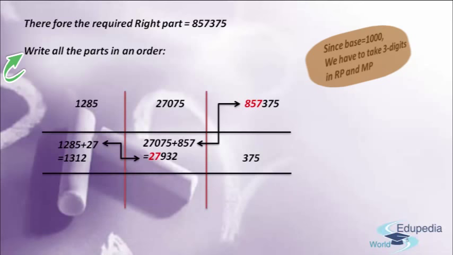Now let me place one more horizontal bar below it, and let me write all the answers what we have got in all the parts. So here in the right part I have got 375, in the middle part I have got 932, and in the left part I have got 1312. And therefore, by combining all these parts of answers, we get the final answer, and therefore we can say that 1095 cube is equals to 1,312,932,375. So friends, this is the way how we can use Yavadunam Sutra as well as Urdhva Tiryagbhyam Sutra in finding the cube of a given 4-digit number.